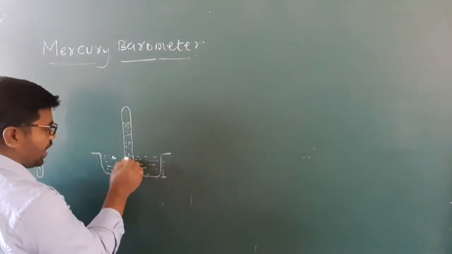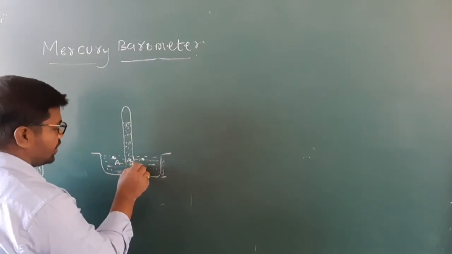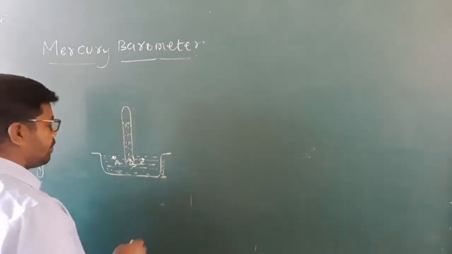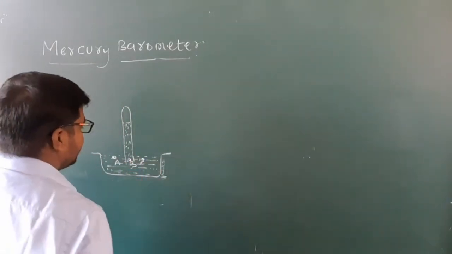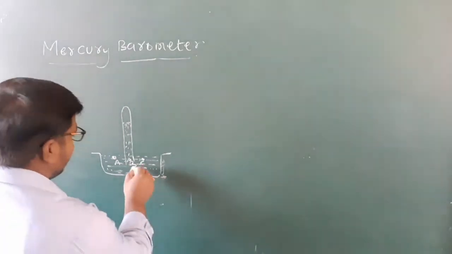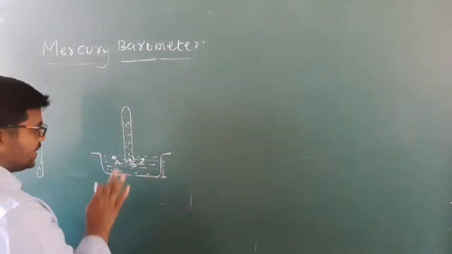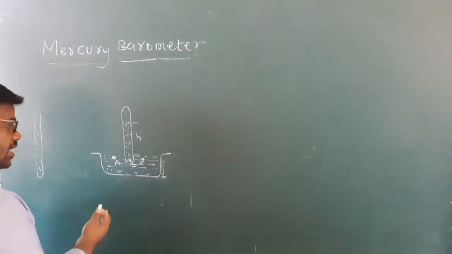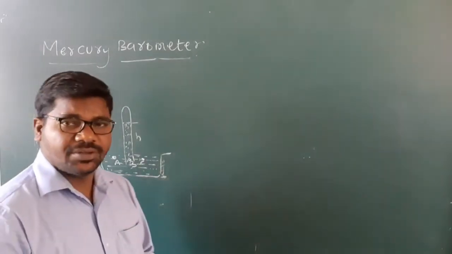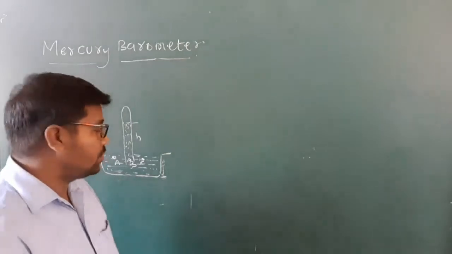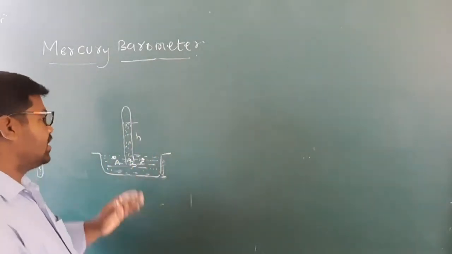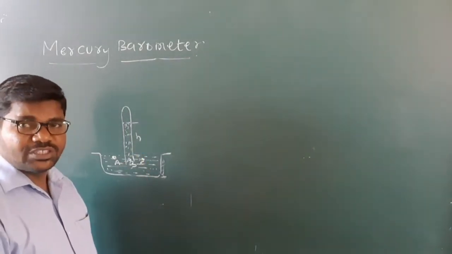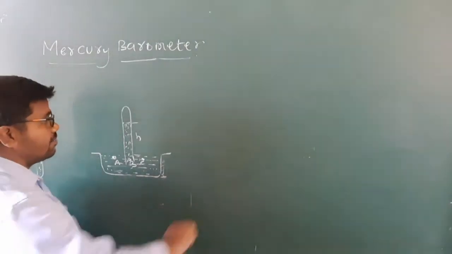Why does this happen? Due to the earth's atmosphere. Consider points A, B, C. See here, the pressure at A and the pressure at C are the same. The pressures at A, B, and C, these three, are equal. Here we can get some height. So how can we find the atmospheric pressure? It is the pressure due to the liquid column, which gives the atmospheric pressure. Understand?